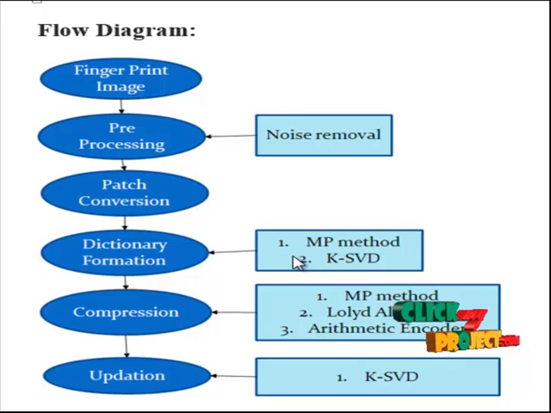Thus, the sparsity representation is the solution of either of the two formulations, where the L0 norm counts the non-zero entries of a vector. Please see the matrix normalization formulation. Next, in the compression stage, the matching pursuit algorithm is implemented for every minimized patch. Minimization is obtained by subtracting the mean value of each patch from the patch.